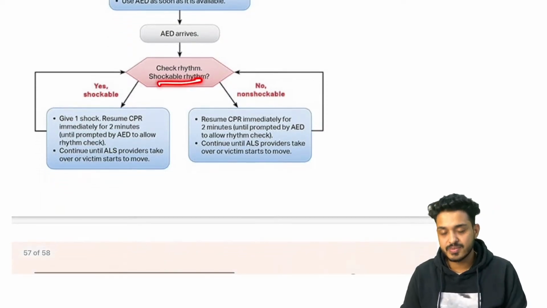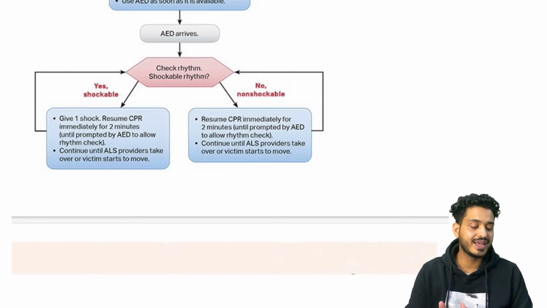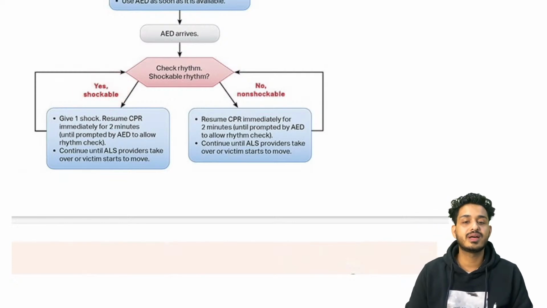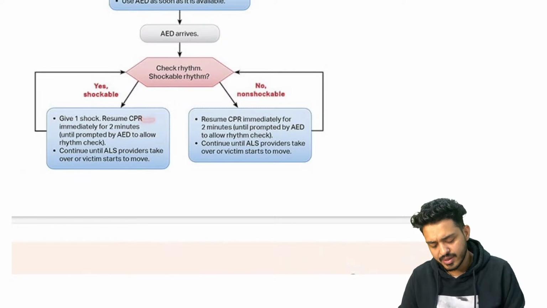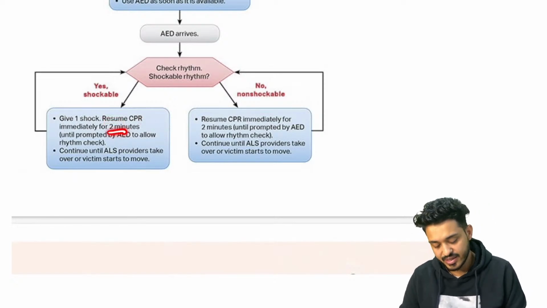फिर उसमें बटन दबाना है, and then you will be finding the rhythm is shockable or non-shockable. बटन दबाने के बाद में पता चल जाएगा उसमें कि रिदम शॉकेबल है कि नहीं है. अगर रिदम शॉकेबल है, then you will be pressing the button, और it will be giving the shock to the patient. Okay, what will happen? Give one shock and then resume the CPR immediately for 2 minutes.